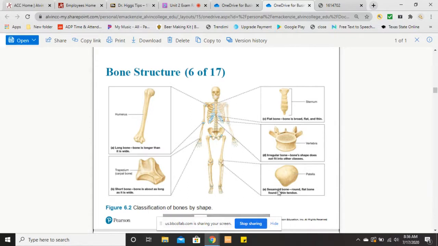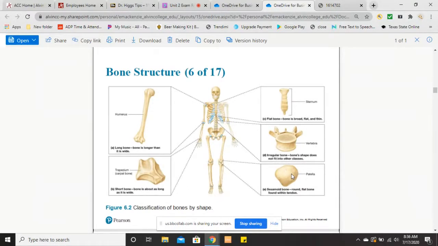And then you have a sesamoid bone. Remember, this is a special type of bone. A sesamoid bone is a bone trapped in a tendon. Remember, an example is your kneecap. Your kneecap is a bone called the patella. This is why you could wiggle your patella to a certain extent. It's because it's trapped in a tendon.